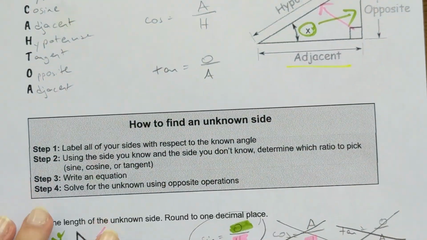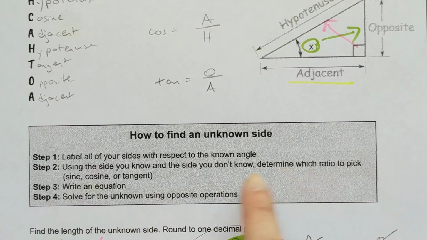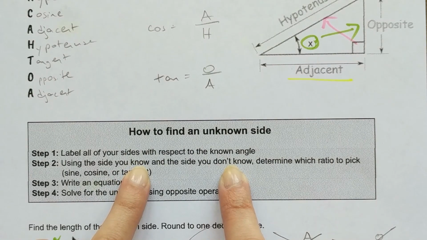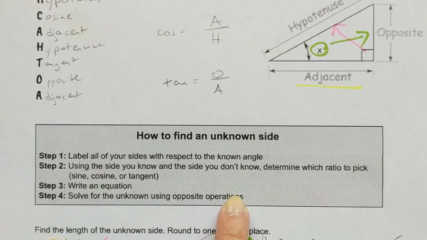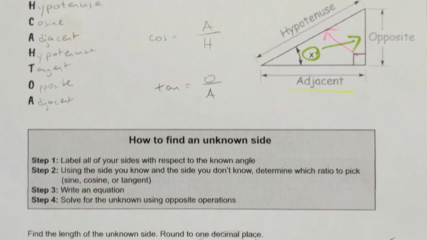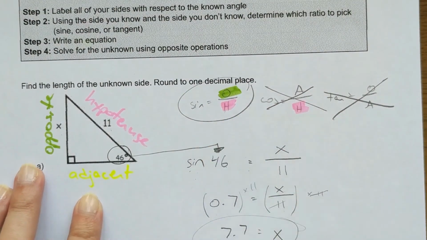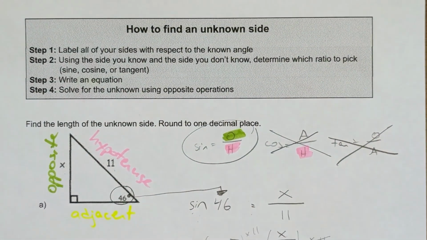Okay? So when you're solving these types of problems, when you have an unknown side, remember we need to start by labeling our sides given the angle that we have. I need to pick which ratio makes the most sense given the side that I know and the side that I don't know. I need to write an equation, and then I need to solve for the unknown using my opposite operations. Okay? You don't need to write out all of these steps every time. You don't need to write out where you're choosing between them. You can jump straight to the equation if you want, but until you get comfortable picking which one, it's best to write it out and actually formalize your thought process that way.